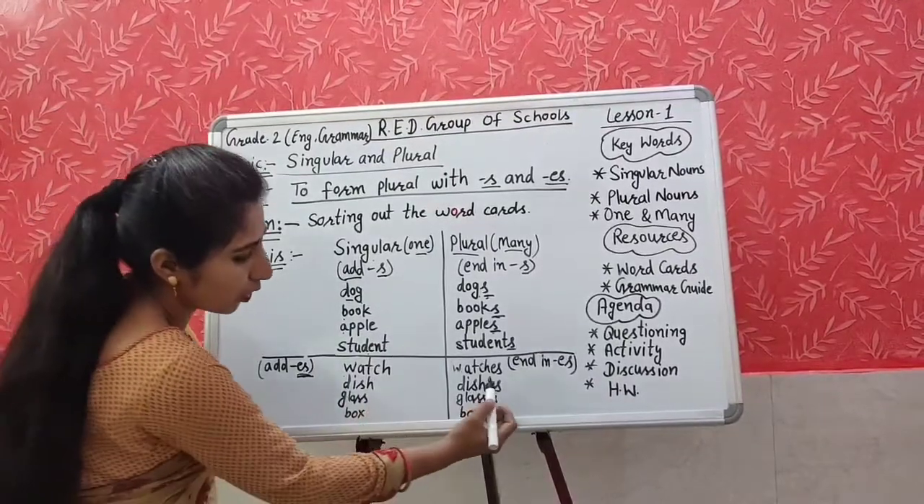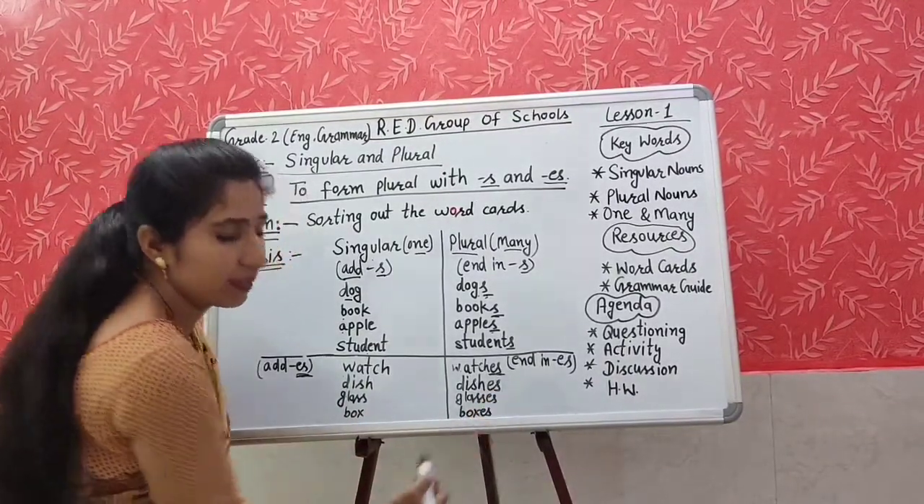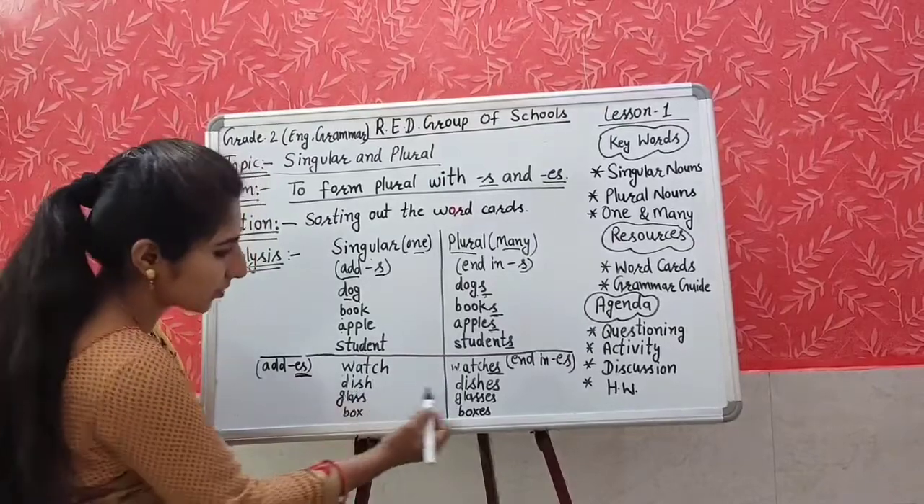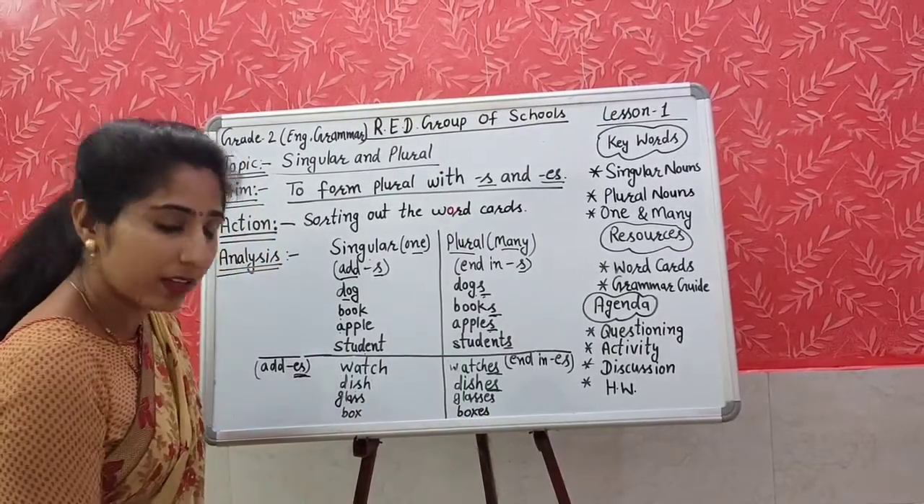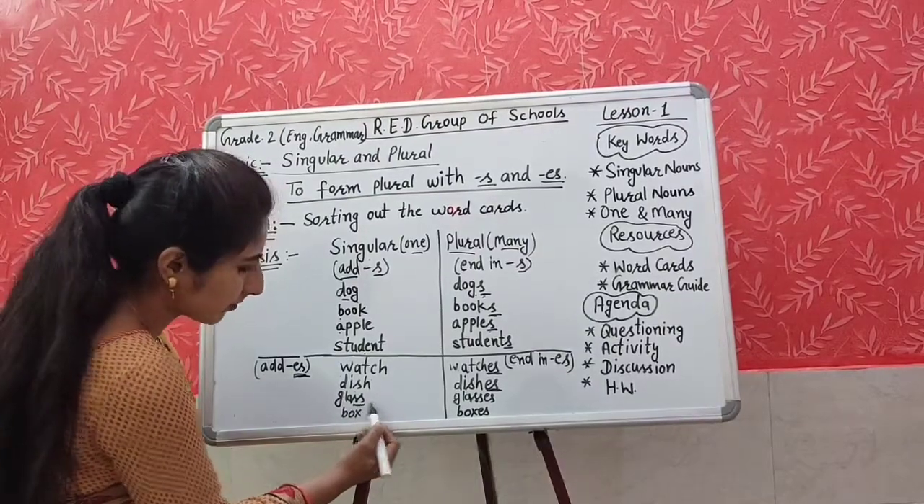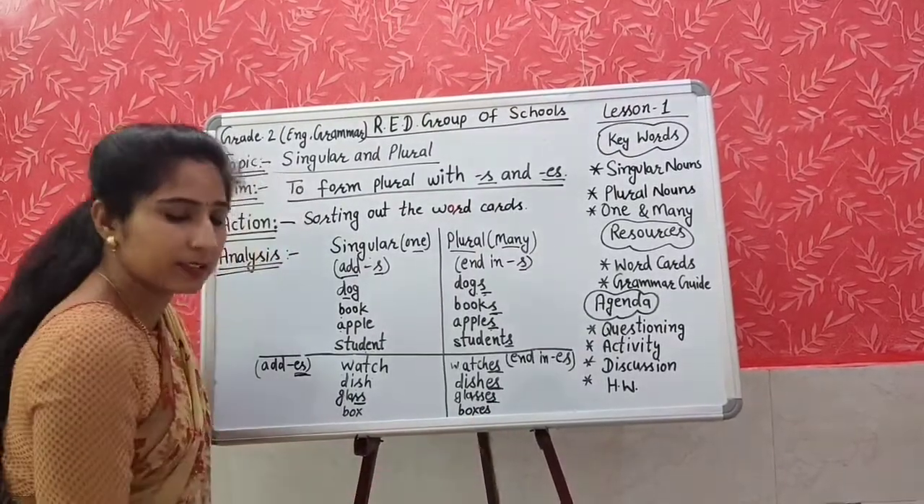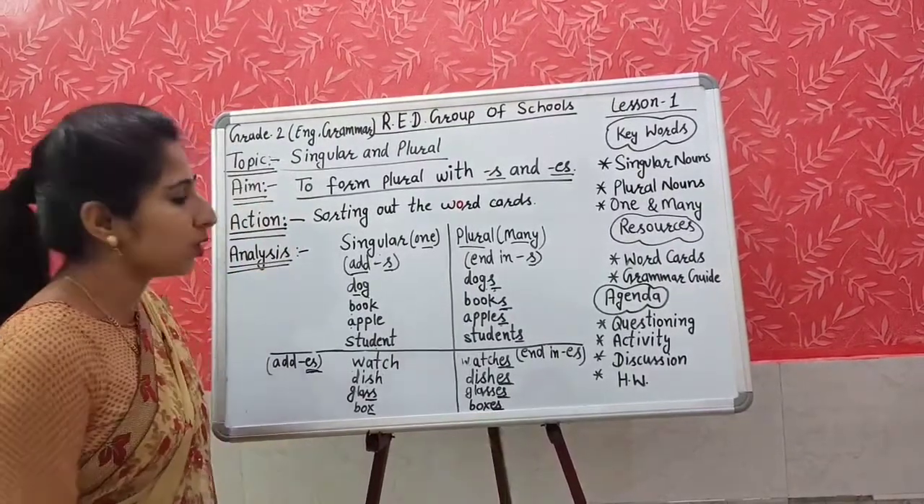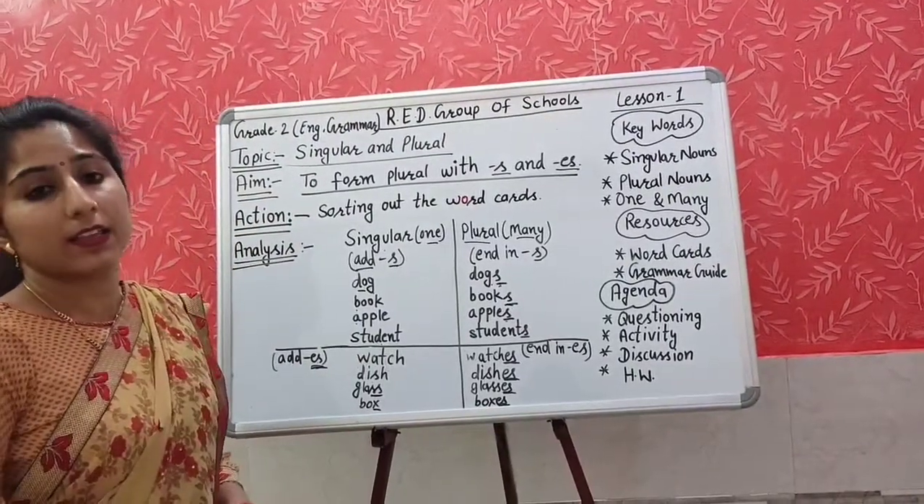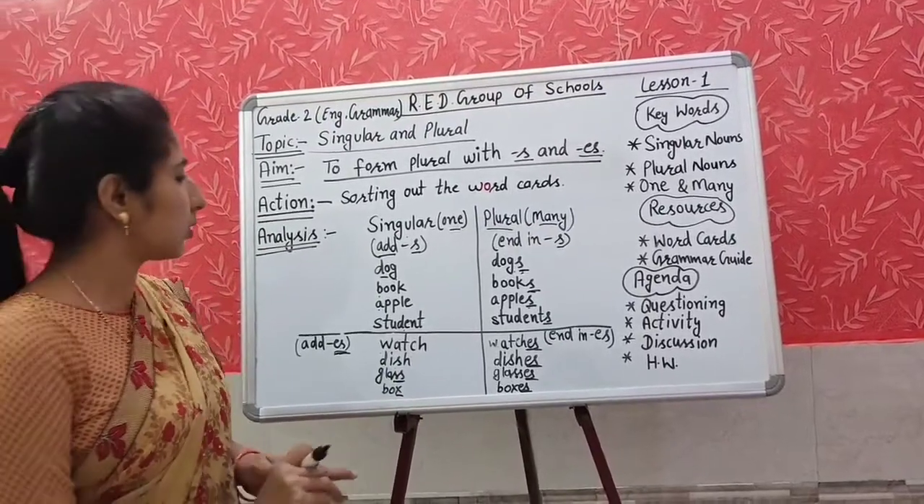Like watch, watches. Here I have added es. Dish, dishes. I have added es here. Glass, glasses, es. Box, boxes, es. So with which words are we adding s or es? I think it is clear to all.